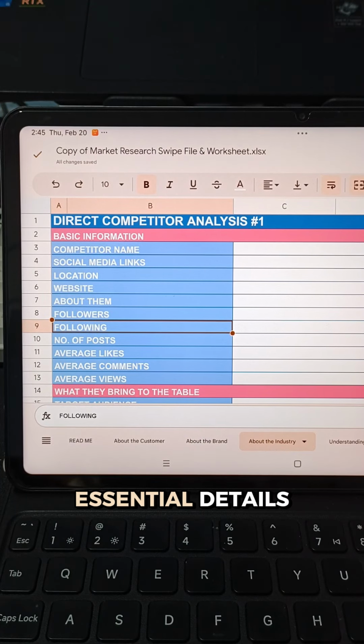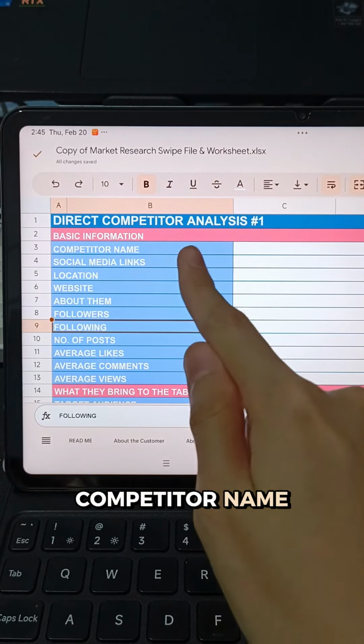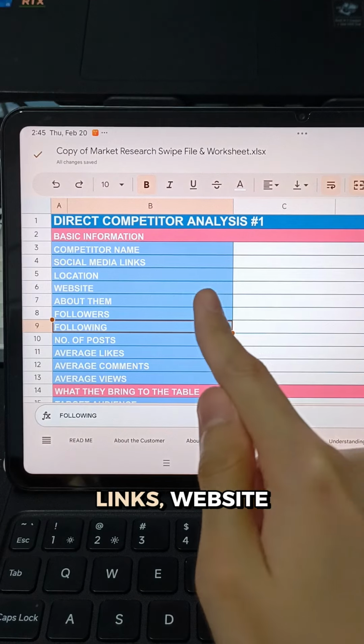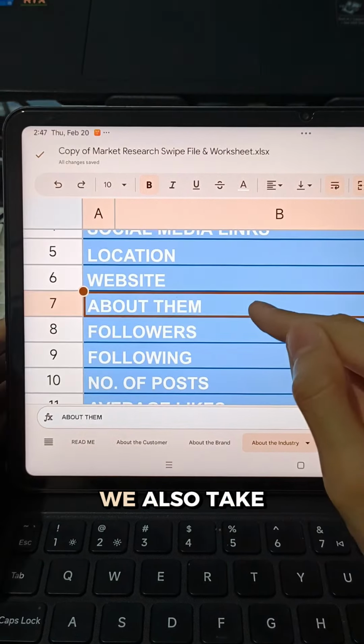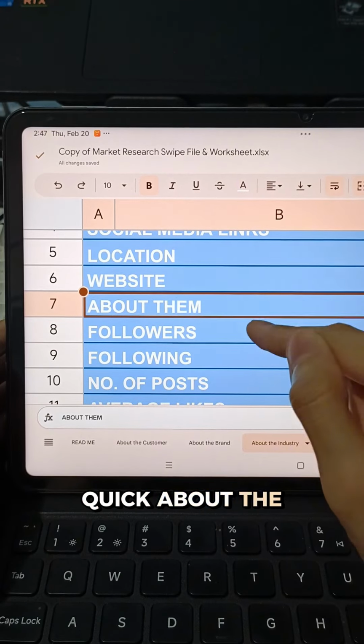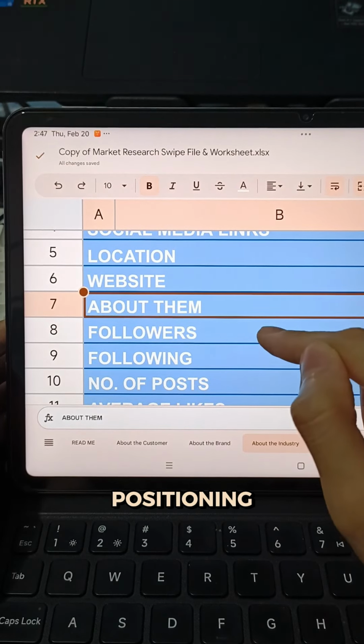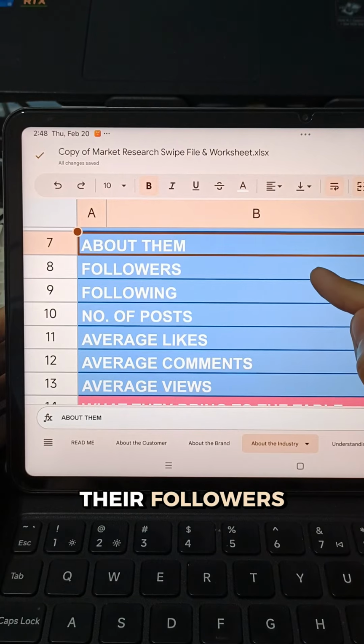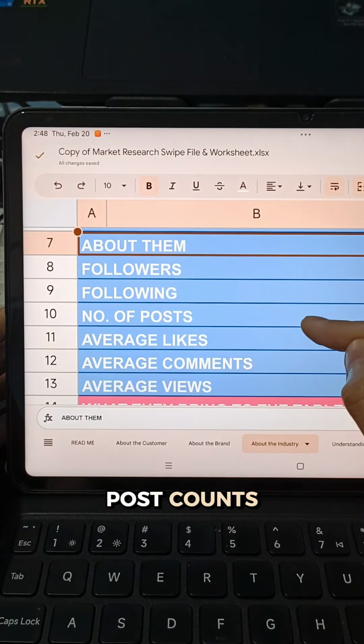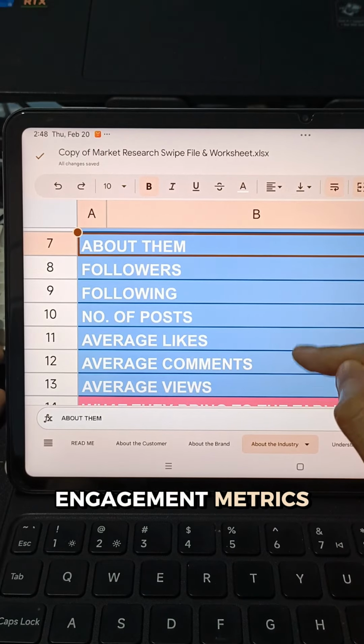We gather the essential details such as the competitor name, the social media links, website, and so on. We also take note for a quick about the brand to get a grip on their positioning. We also track their followers, post counts, and average engagement metrics.